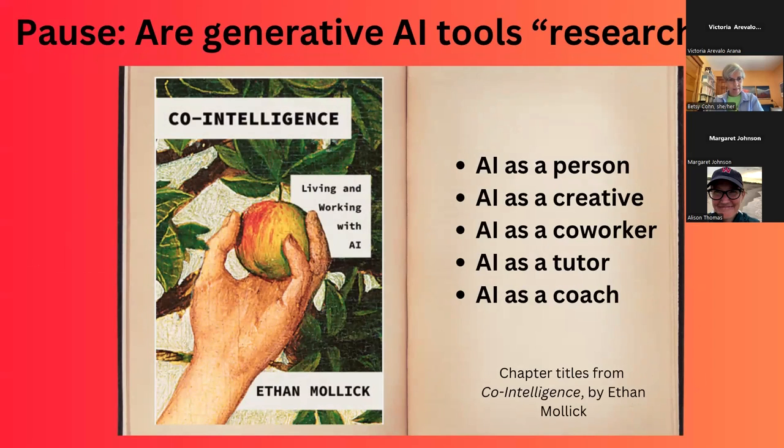I wanted to show you this list of chapter titles from Ethan Mollick's book. Ethan Mollick, if you haven't heard him talk or read any of his blogs, he's great. He's on the business faculty at Wharton. This book, Co-Intelligence: Living and Working with AI, came out late spring. I recommend it. I learned a lot from it. It was really interesting. It tapped into a lot of things that I was already thinking about. But his chapter titles are: AI is a person, AI is a creative, AI is a coworker, AI is a tutor, AI is a coach. He doesn't have AI as research here, because this really gets at the ways AI functions that are super different from the way we think about research in the traditional sense.